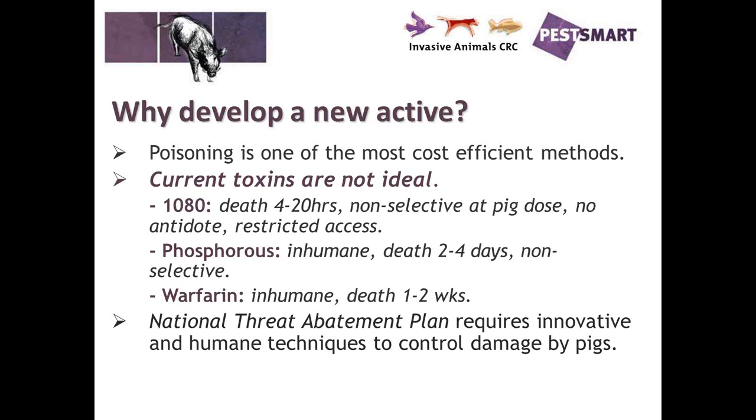Yellow phosphorus is another one, or SAP. There's a fair bit of controversy about the use of SAP, largely to do with the humaneness. It can take up to 2 to 4 days for an animal to go down with SAP. The symptoms are supposedly quite inhumane, and it's another non-selective toxin. And it's a residual toxin, so it lasts in the environment for quite a while, so it can get passed down the food chain.